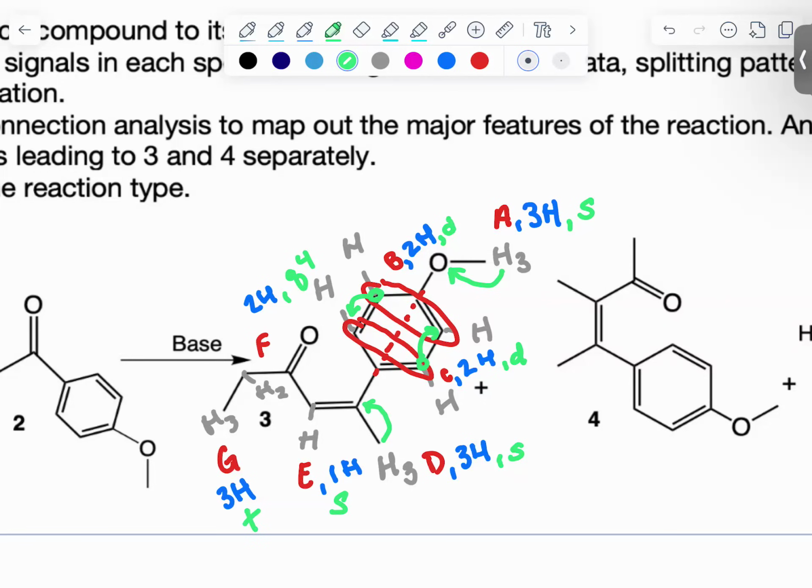So now we can look at our chemical shift, which I am going to pull up, the chemical shift table. G is a triplet. That's what the T is.